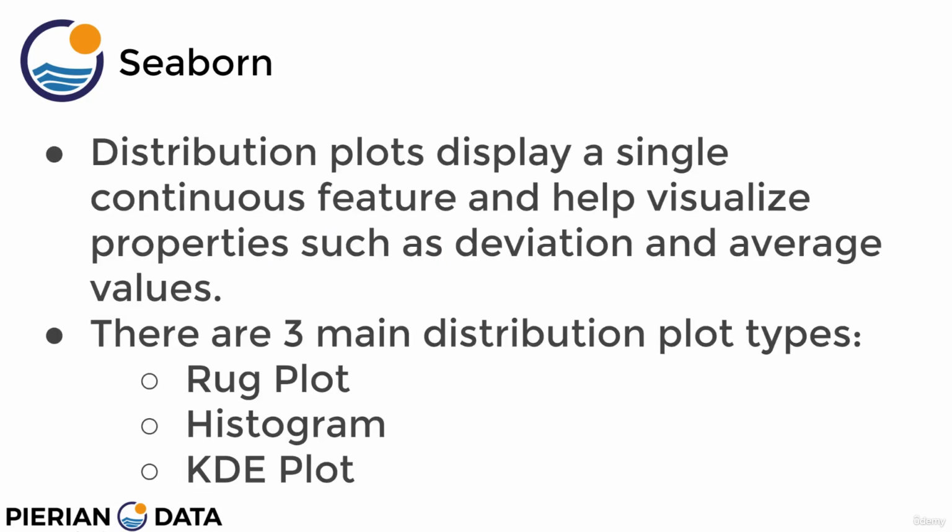So distribution plots display a single continuous feature and help visualize properties such as deviation and average values such as the mean. There are 3 main distribution plot types and they all build off of each other. There's the RUG plot, the histogram, and then the KDE plot, which stands for kernel density estimation.